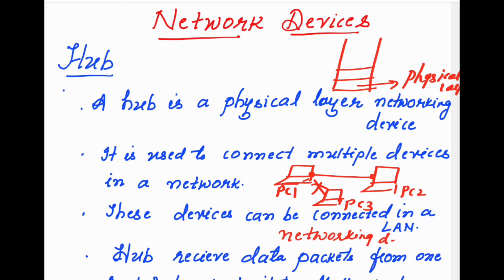It is a device which can connect more than 2 PCs, or any number of devices can be connected. These devices can be connected in a LAN. Look at this sentence: it is possible to use this device only in a local area network.